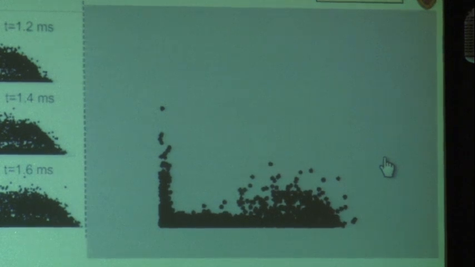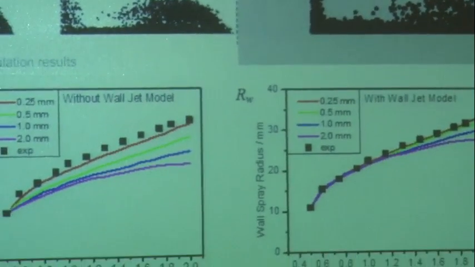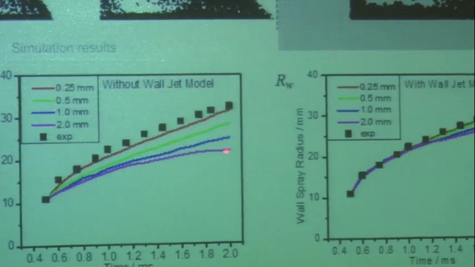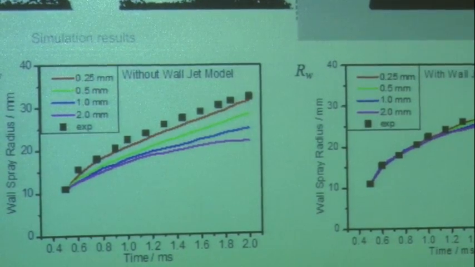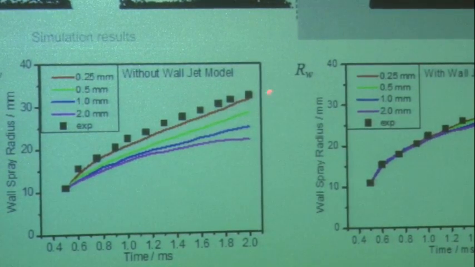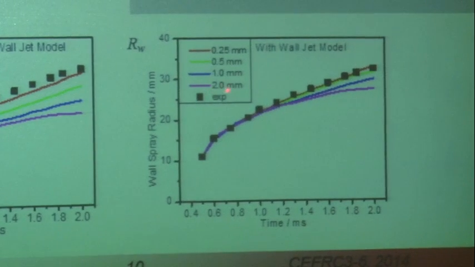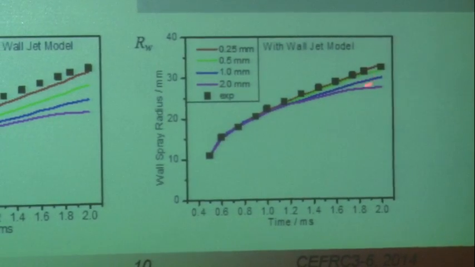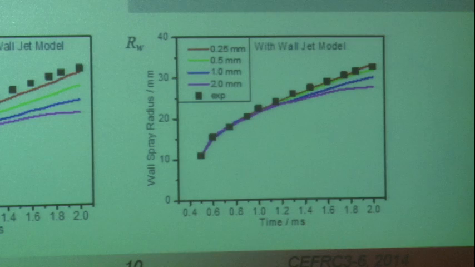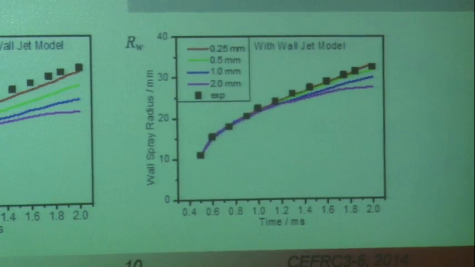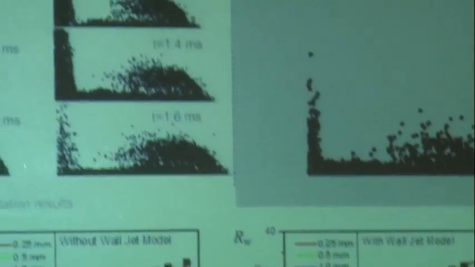So if you didn't use this model that we just discussed, what you find is that the predicted wall jet radius is a function of the mesh size. And only when you have very, very tiny meshes near the wall, of the order of 1/4 of a millimeter, are you able to match the experimental data. But with this new model, we find we can match the experimental data all the way out to 2 millimeter meshes, almost. There's a little bit of an error here, but basically much less grid dependence by introducing this subgrid scale model that allows you to predict the movement of the droplets in the neighborhood of the wall. So we think that's a useful addition.